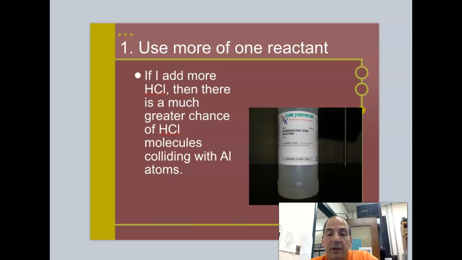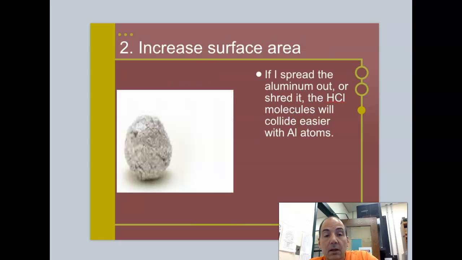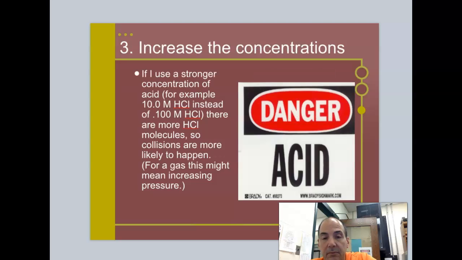Just keep pouring in HCl. That's going to create more collisions between HCl and aluminum, which means that there's going to be more chances of the reaction occurring. Instead of balling up the aluminum foil, I could shred it, make it a powder, and then pour the acid on it. That reaction would happen almost instantaneously at that point.